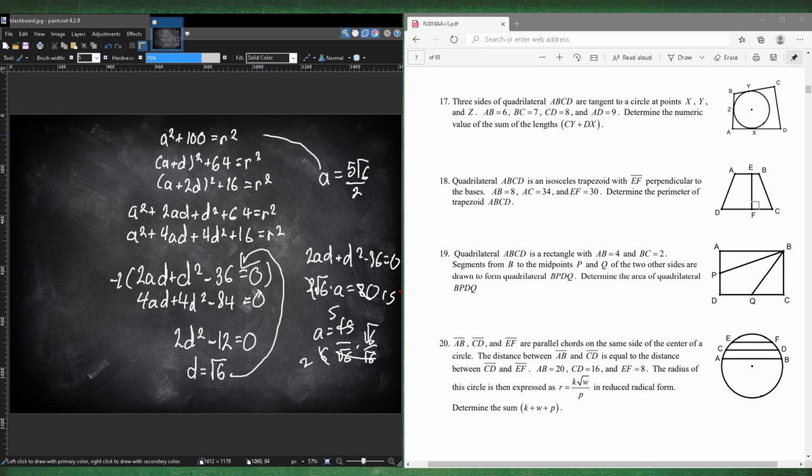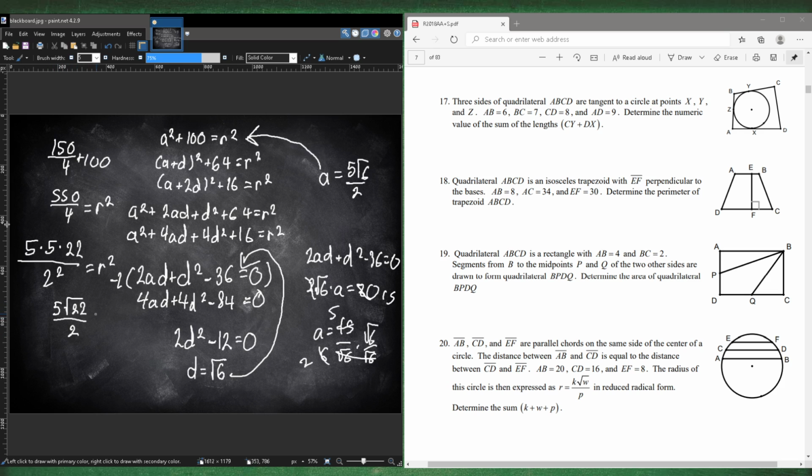Okay, and now we could plug this back into this equation so we could get our radius. So a squared is 25 times 6, which is 150. And then 2 squared is 4, plus the 100. So that's 400 plus 150. That's 550 over 4 is equal to r squared. And the square root of 550, that is 5 times 110. So 110 can also be 5 times 22. And then 4 is just 2 squared. So taking the square root of r squared, that's just 5 square root 22 over 2.